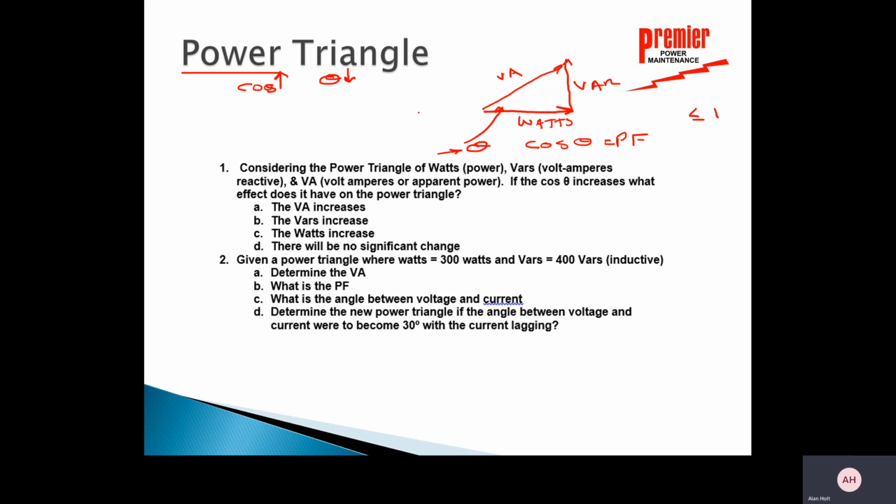Now, I don't like the question because in my mind, I really didn't change the watts because that's the work being done. But as the angle decreases, this is my watts, this is my volt-amperes, and this is my VARs. What happened? The VARs got smaller, the volt-amperes got smaller, and the watts stayed the same. That's none of my choices, okay? What they are assuming is that when this angle got smaller, that they increased the load.